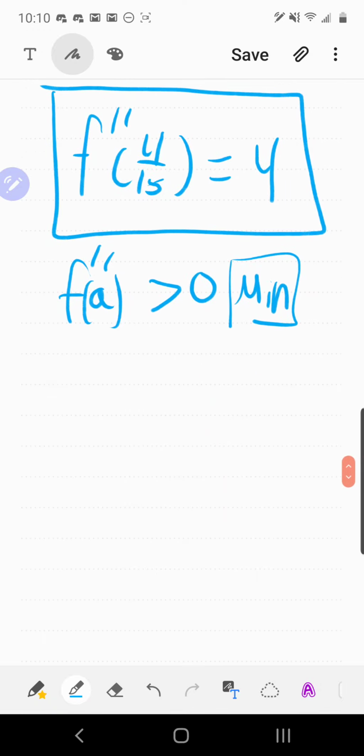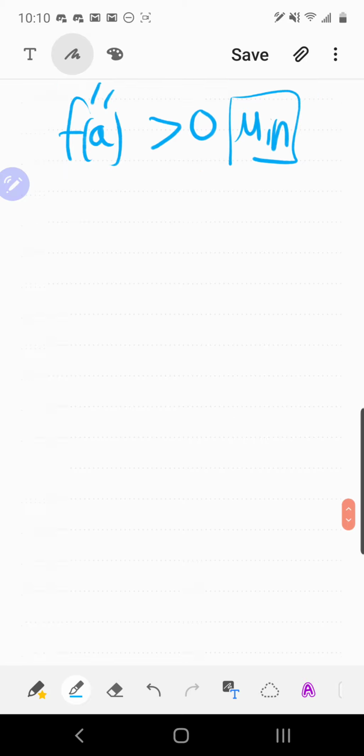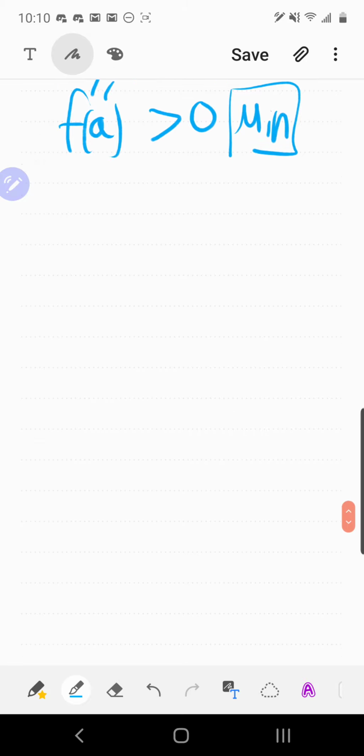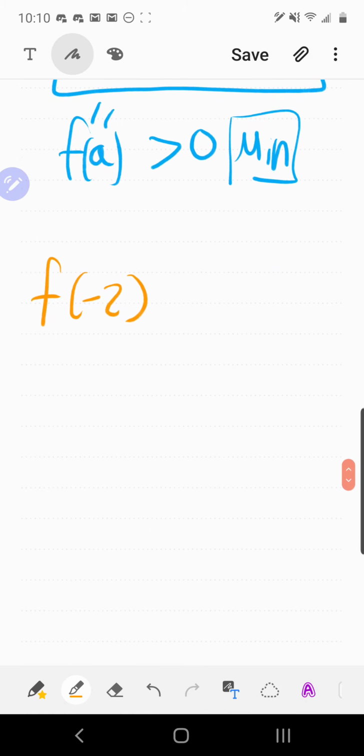Though we don't know if they are local or global. So we got to do a little bit of extra work here to figure that out. What we got to do now is check the endpoints of our interval and compare that with the function values at the critical points. So let's do that. We have f of -2. Sorry, if you remember, -2 and 2 is our interval. So we're using that.